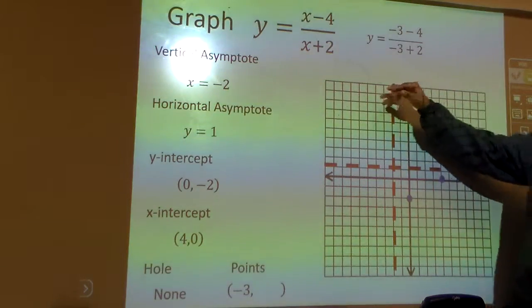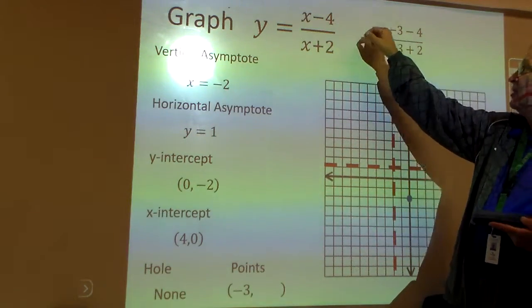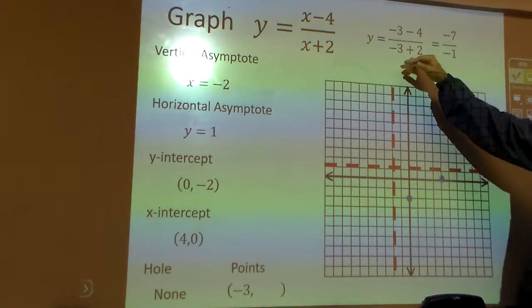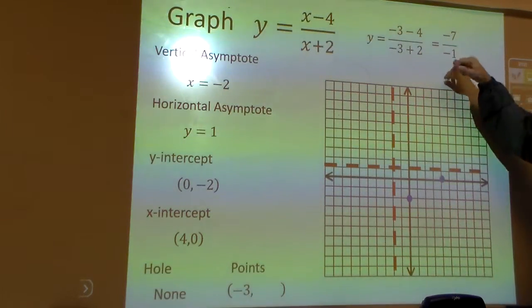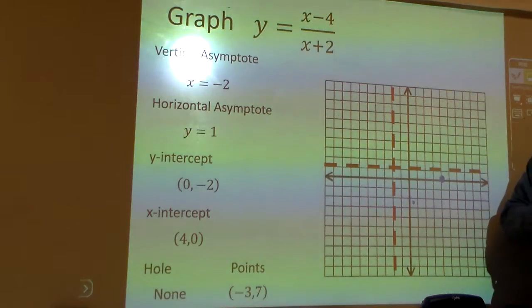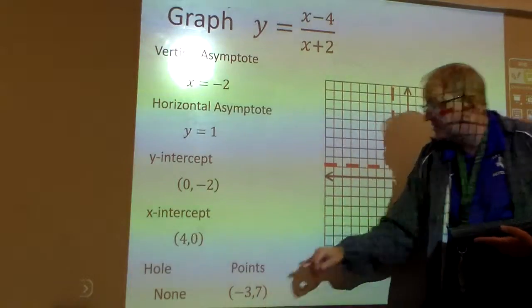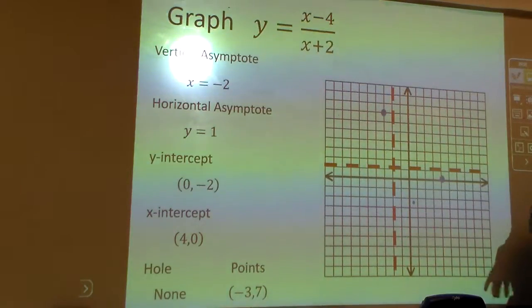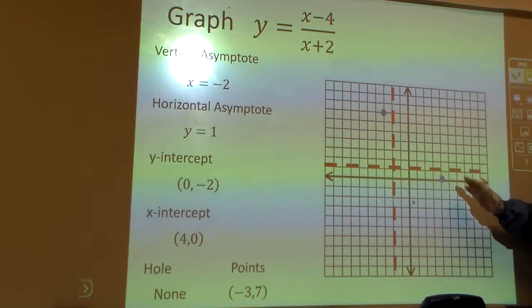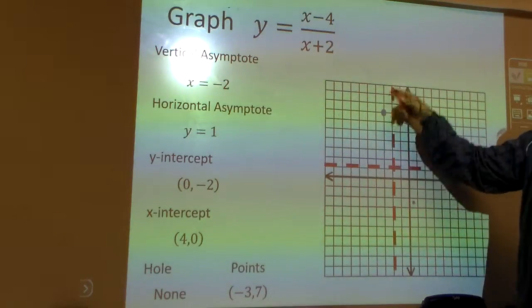So let's plug -3 into the problem. -3 minus 4 is -7. -3 plus 2 is -1. And what's -7 divided by -1? +7. So I have a point at -3, 7. So that means my curvy L will be up here.